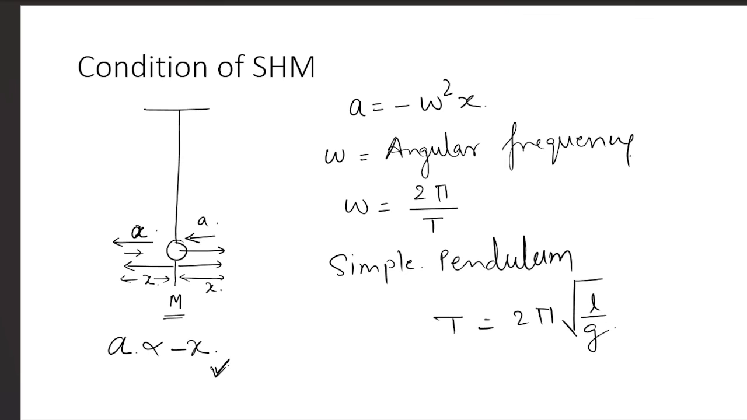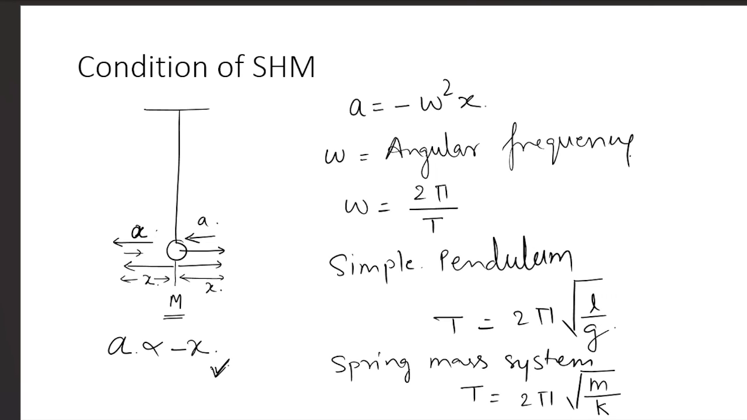And if there is a spring mass system, then we can find the time period T by using T is equal to 2 pi under root m by k, where m is the mass of the block which is attached to the spring and is in oscillation, and k is the restoring constant of the spring.